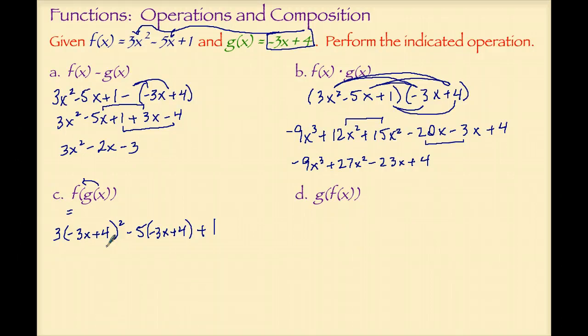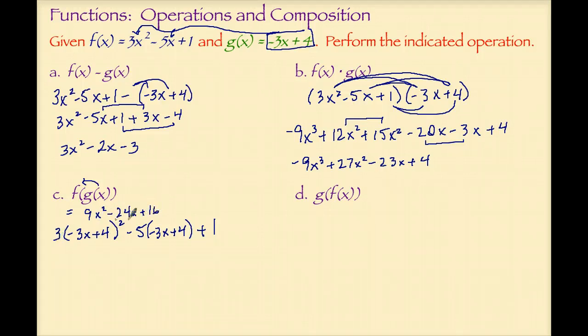Negative 3x plus 4 quantity squared means we'll FOIL this, and I'll do that foiling up here. Negative 3x times negative 3x is positive 9x squared. Negative 3x times 4 is negative 12x twice, negative 24x, and then 4 times 4, 16.